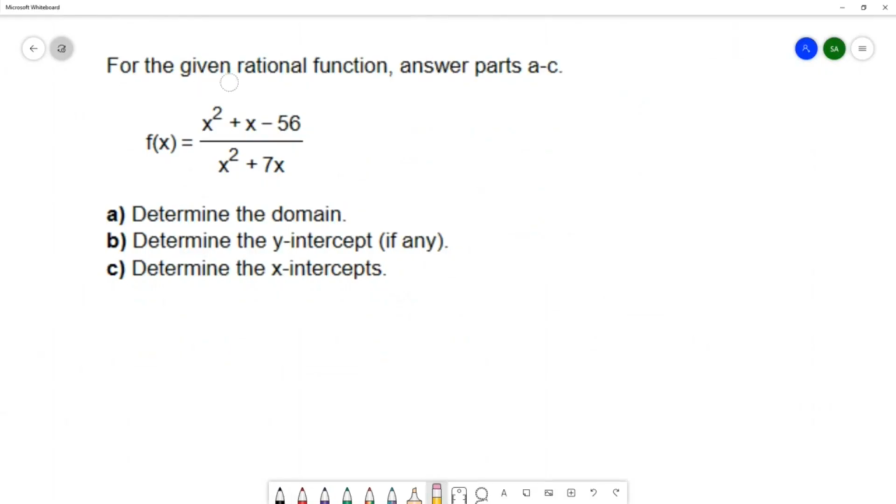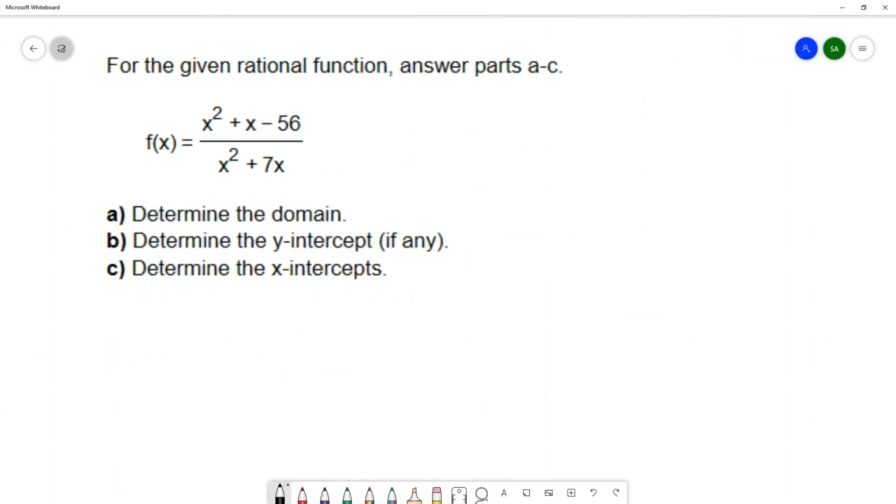For the given rational function, answer parts A through C. We're given this function f of x equals x squared plus x minus 56 over x squared plus 7x. And with this rational function, we want to determine the domain. We want to determine the y-intercept, if any, and determine the x-intercepts, if any.